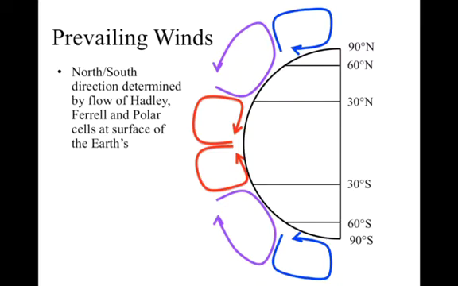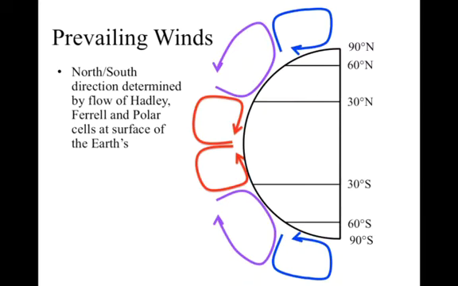They also determine movement of air masses at the Earth's surface, and these are known as prevailing winds. Now, prevailing winds are not like the gusty winds that blow your sailboat on Lake Hartwell. These are large-scale movements of air patterns across the globe. And so the north-south direction of these prevailing winds is actually determined by the flow of the Hadley, Ferrel, and polar cells at the Earth's surface.